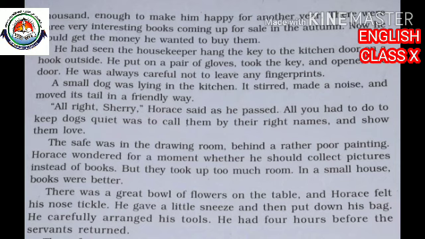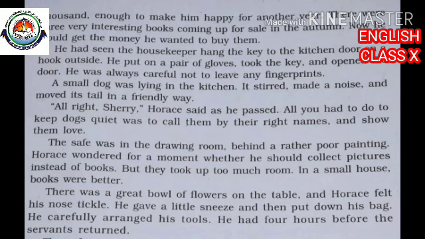He had seen the housekeeper hang the key to the kitchen door on a hook outside. He put on a pair of gloves, took the key and opened the door. He was always careful not to leave any fingerprints. A small dog was lying in the kitchen. It stirred, made a noise, and moved its tail in a friendly way. "All right, Sherry," Horace said as he passed. All you had to do to keep dogs quiet was to call them by their right names and show them love.